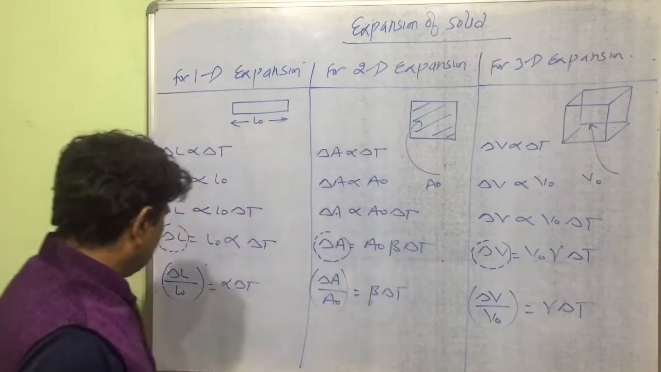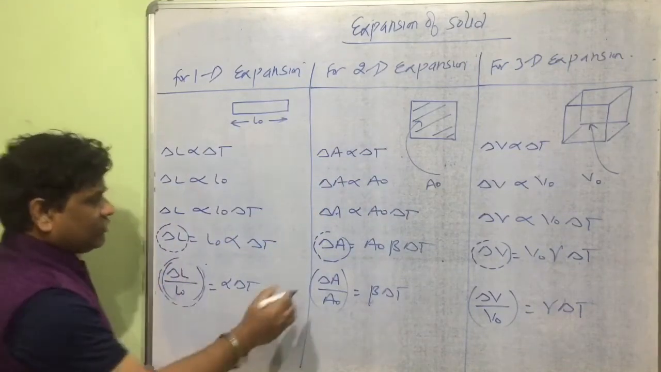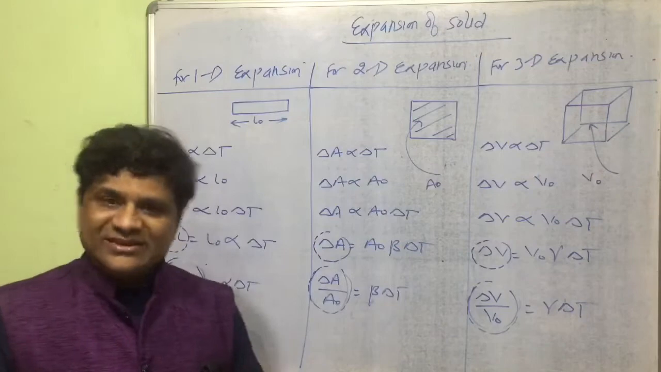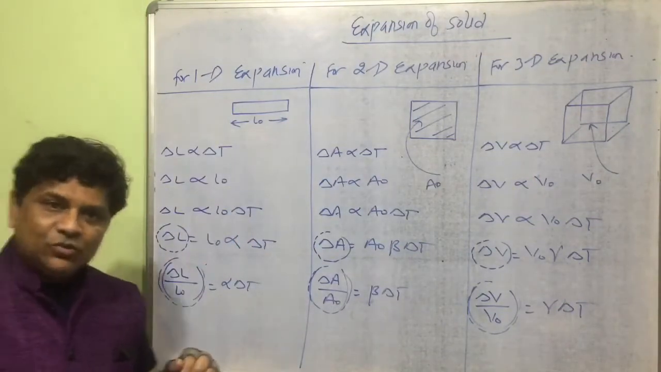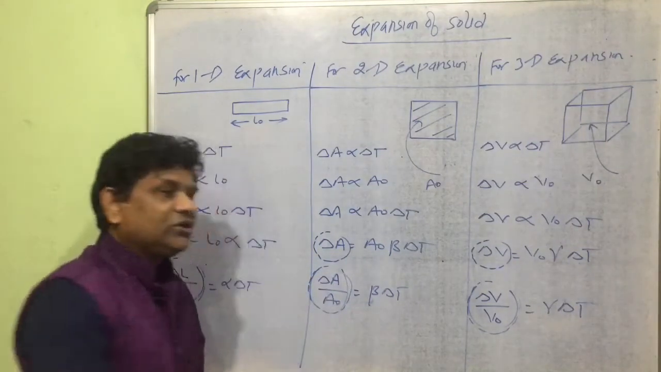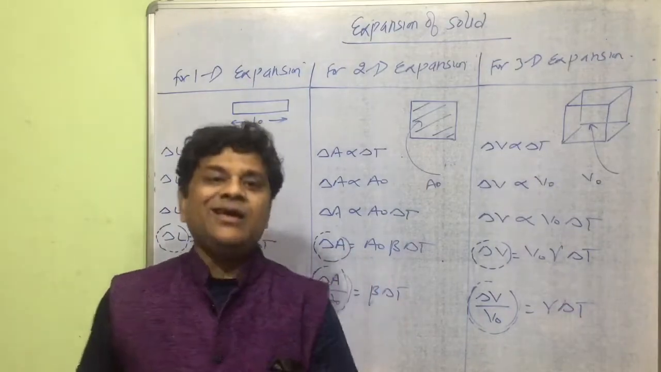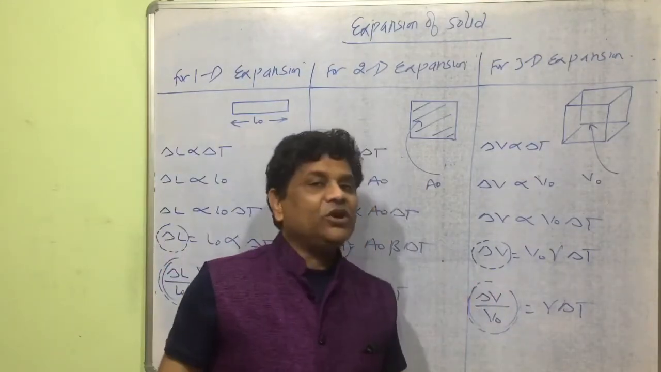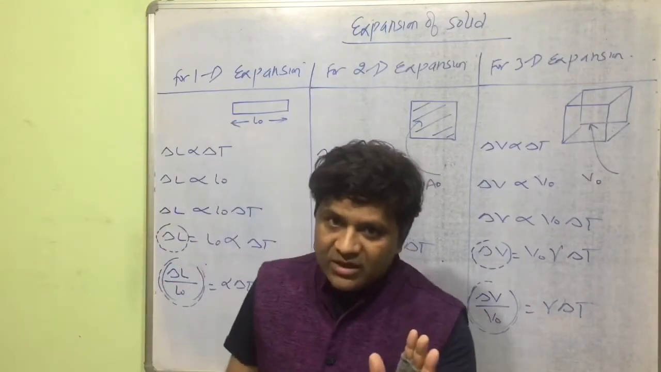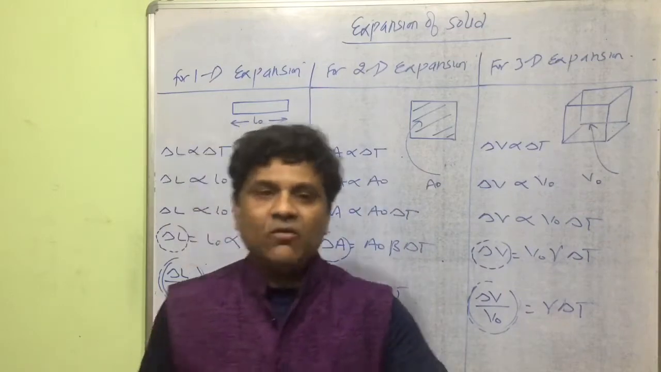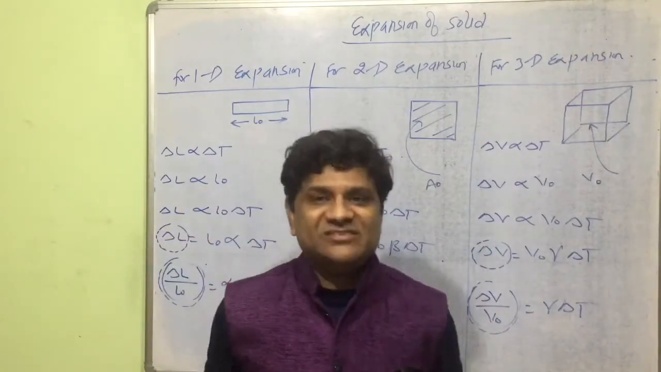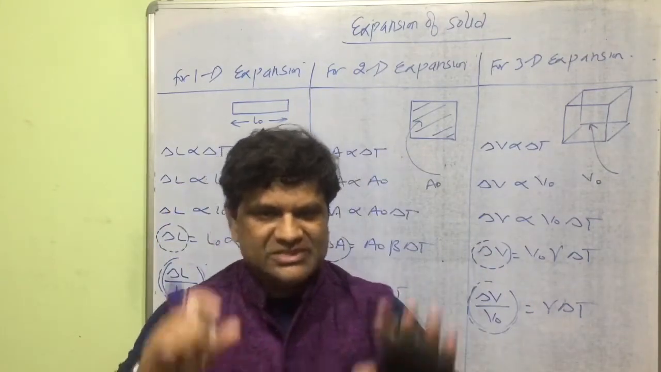Now the question arises: what is this delta L by L naught, what is this delta A by A naught, and what is this delta V by V naught? Simple. Delta L by L naught is known as fractional change in length, delta A by A naught is fractional change in area, and delta V by V naught is fractional change in volume. It must be clear what fractional change means: change in dimension by original dimension.